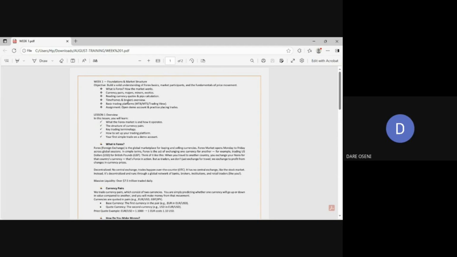Stock is like a share of a company, which the company has influence over. But forex is decentralized. Nobody has any influence over it.